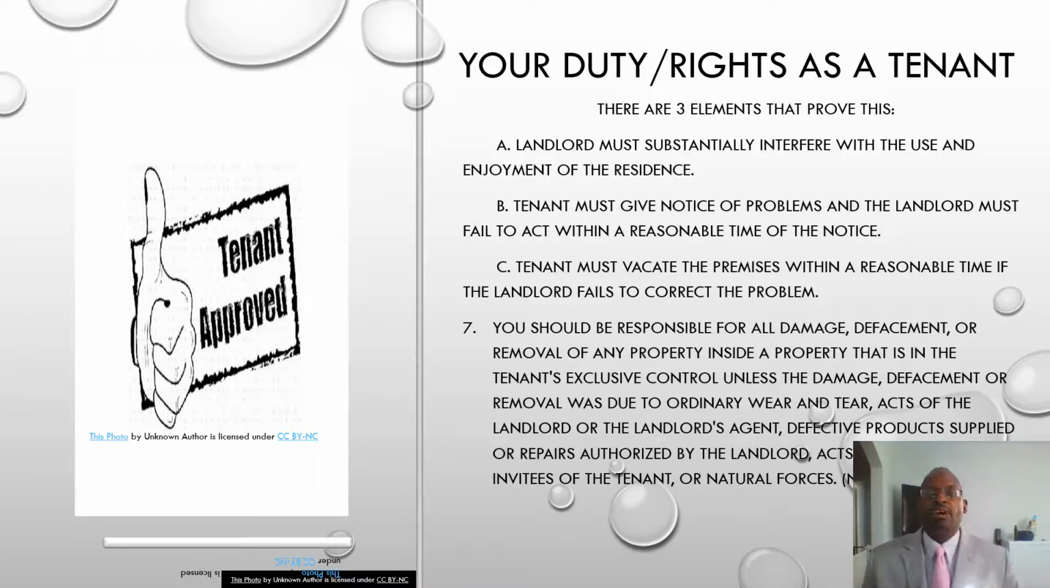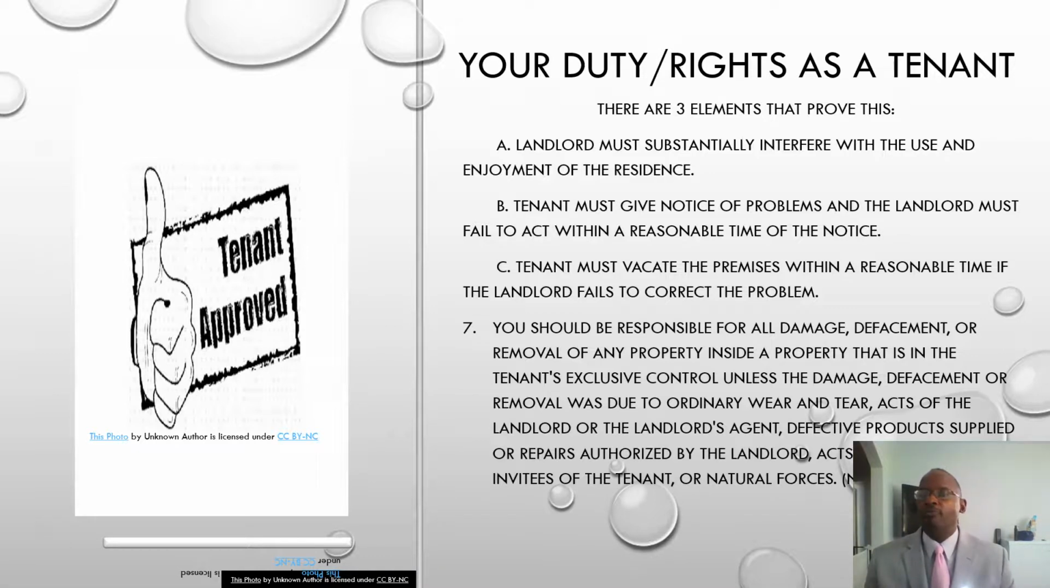Basically, if the landlord cuts off your water, or there's a water leak that's constantly leaking, and you tell the landlord about it and the landlord does nothing, then at that point you consider that to be an interference. And then you must vacate the premises within a reasonable time if the landlord fails to correct the problem. You can, of course, sue him at that point.